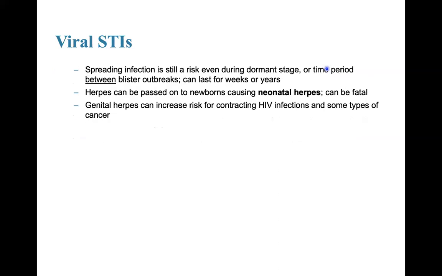Spreading the infection is still a risk even during the dormant stage, or time period between the blister outbreaks, and this can last for weeks or years. Herpes can be passed on to newborns, causing neonatal herpes, and this can be fatal. Genital herpes can increase risk for contracting HIV and some other types of cancers.